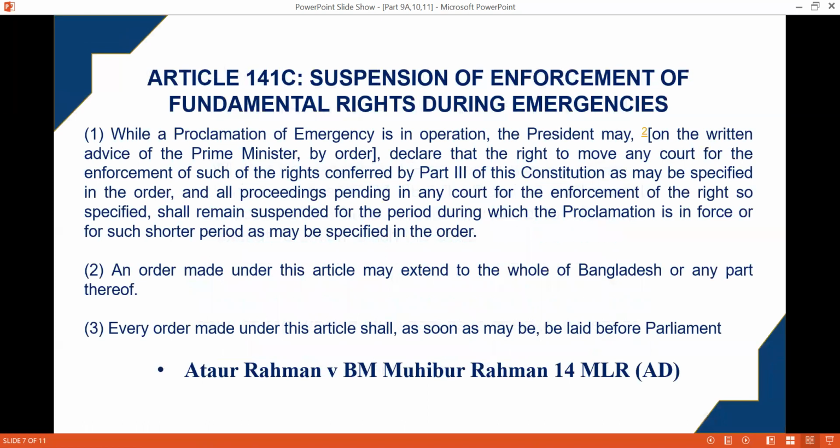Article 141C provides for suspension of enforcement of fundamental rights during emergencies. While a proclamation of emergency is in force, the President may, by order, which is supported by written advice of the Prime Minister, declare suspended enforcement of the rights conferred by Part 3 of the Constitution, and proceedings pending before the court concerning enforcement of the rights as may be specified in the order, either during the pendency of the proclamation or for any such shorter period as may be specified in the order, which shall extend to the whole of Bangladesh or any part thereof.